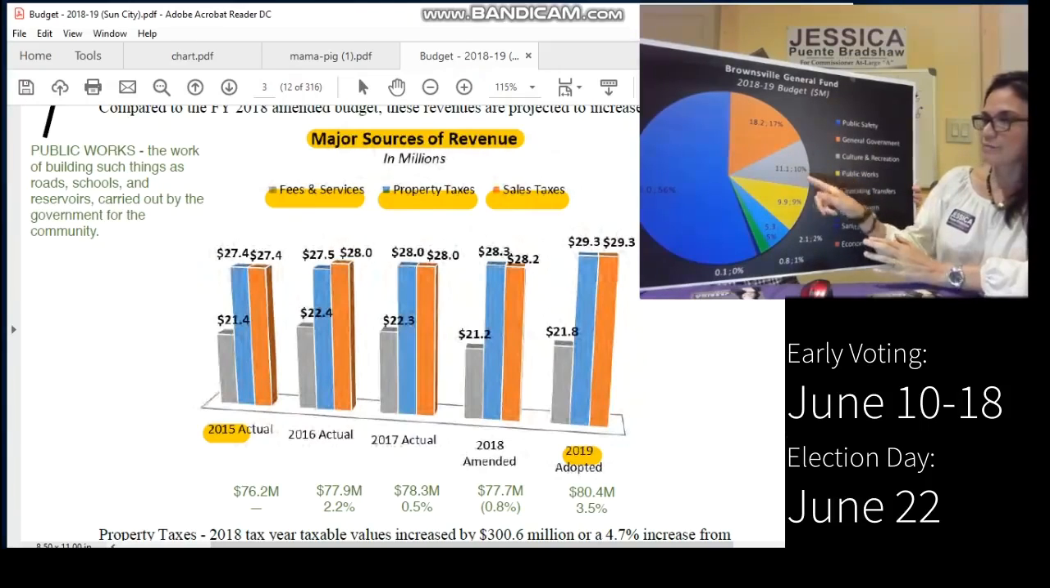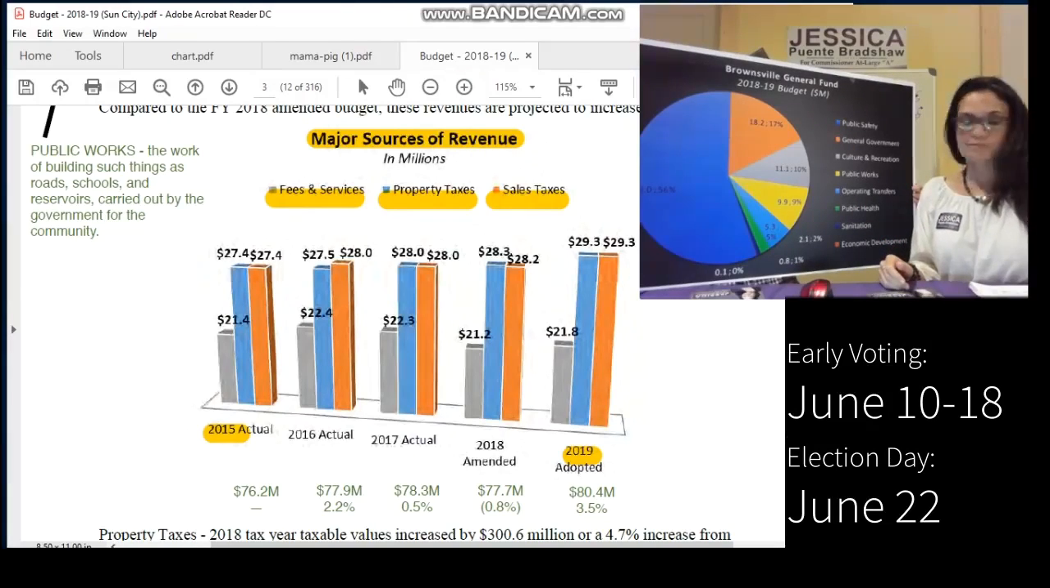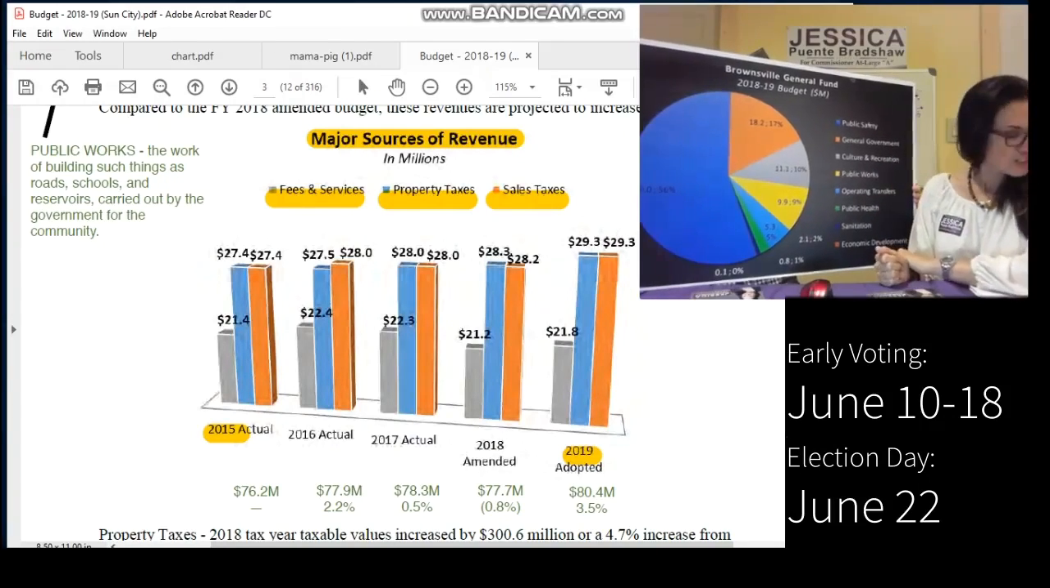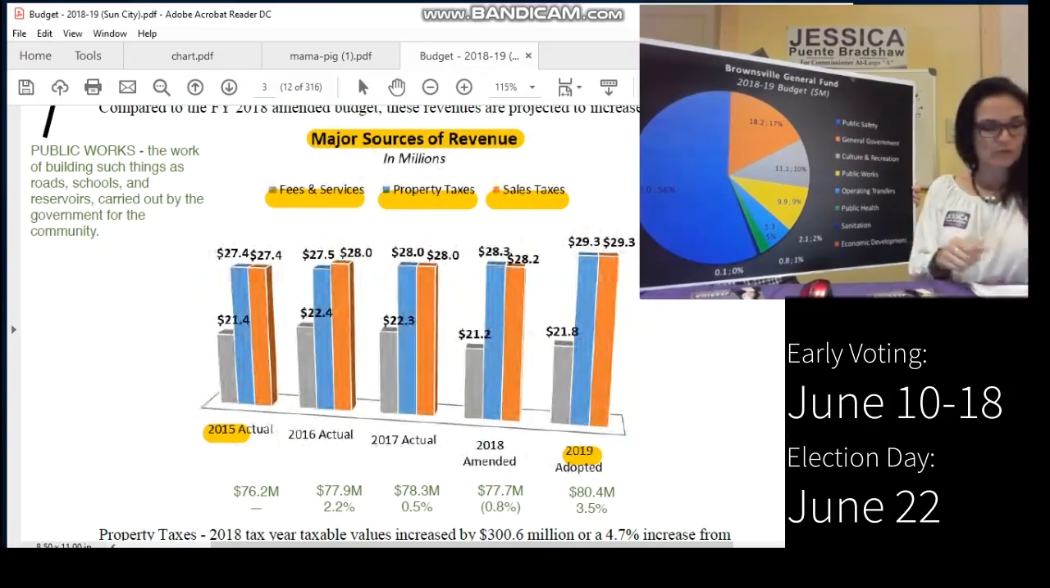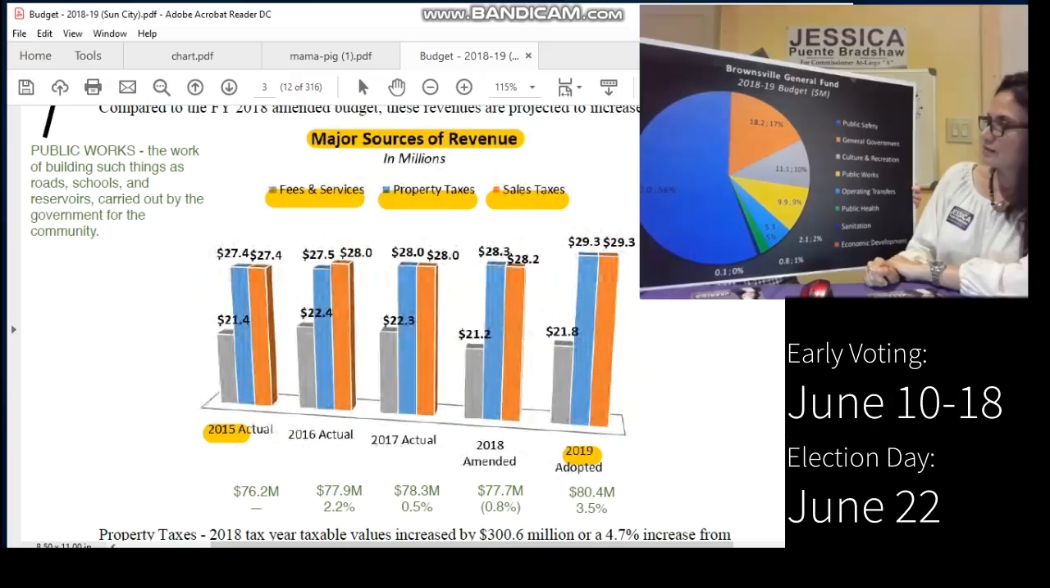Okay. Right below that is public works. Public works is, you know, the potholes, the maintenance, recycling center, drainage, street patching, beautification, building maintenance, and sidewalk construction. According to the budget, we spent 9%, or 9.9 million.